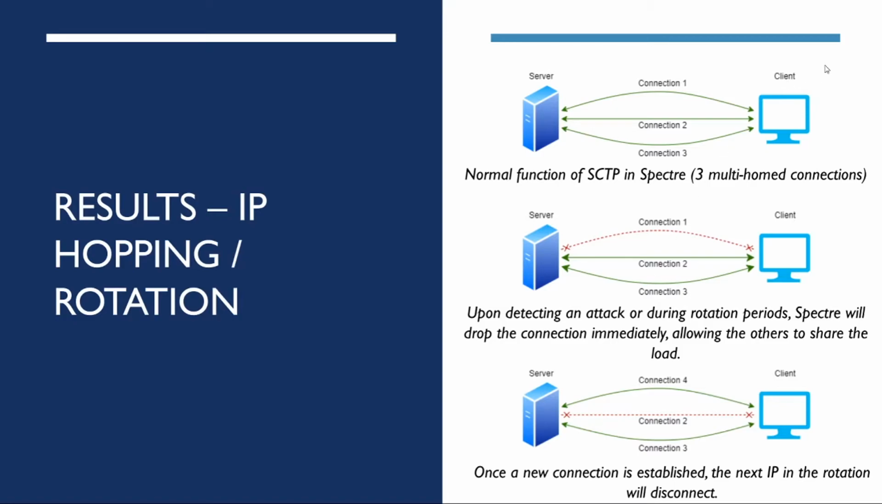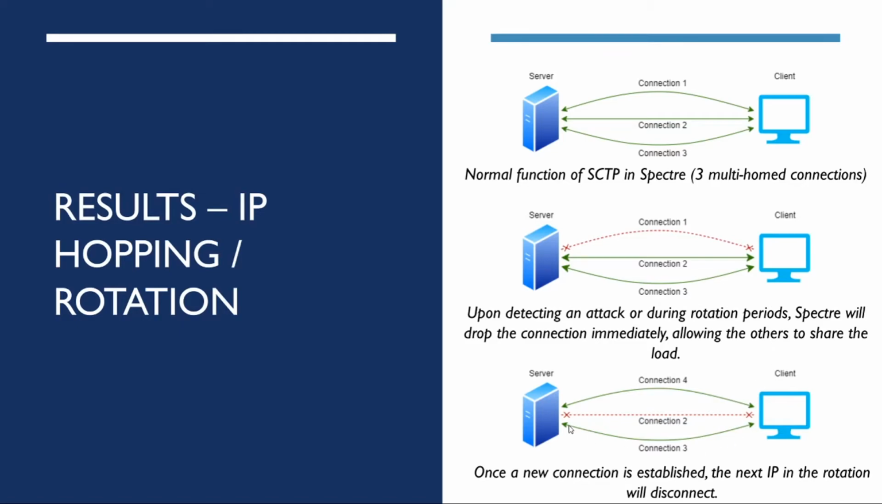So for the first one, there are 3 connections between the client and the server. Each of these IP addresses share a load, and they're also backed up by each other. So even if one of these connections is dropped, there is no data loss. Upon a detection of an attack, or even just during a normal rotation period, Spectre will drop the first connection here, and allow the others to share the rest of the load, shown in the bigger arrows here. This should be seamless, although I will cover some of the limitations of this later on.